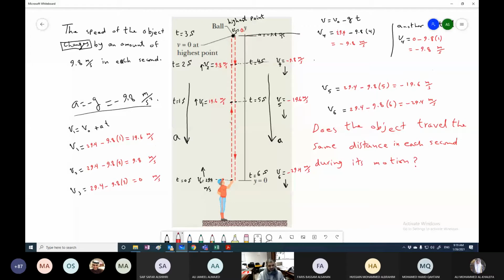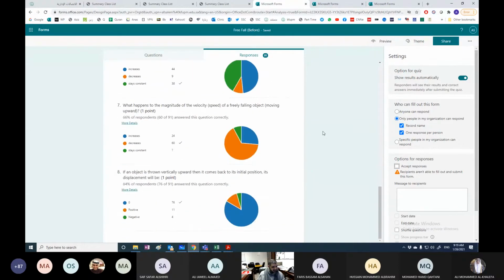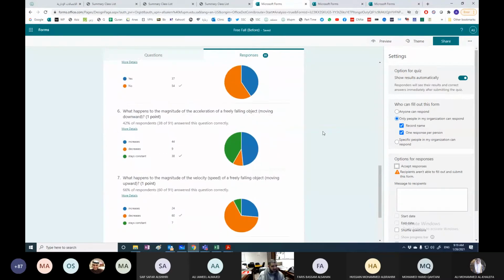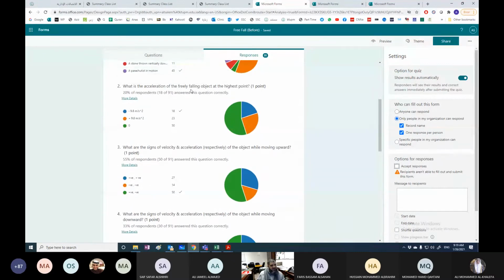Some students, and we will see it here in this survey question, there was a question about the acceleration. What is the acceleration of the free falling object at the highest point? 18 students said minus 9.8, 23 students said plus 9.8, and the majority, 50 students, said the acceleration at the highest point is equal to 0. Did you see the trick?